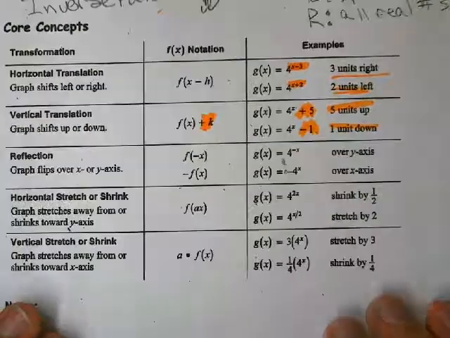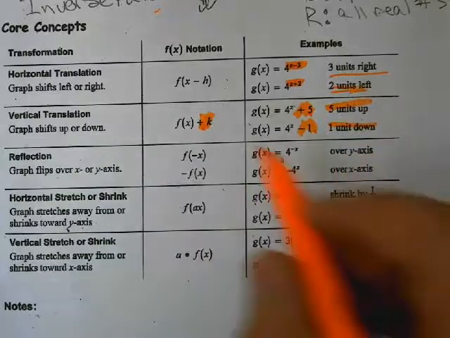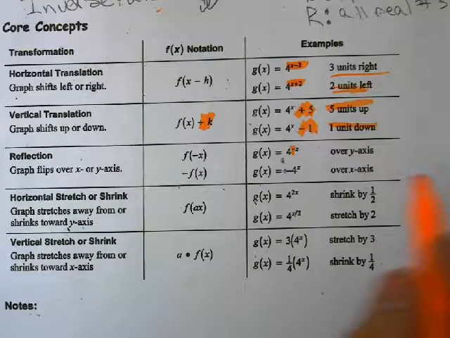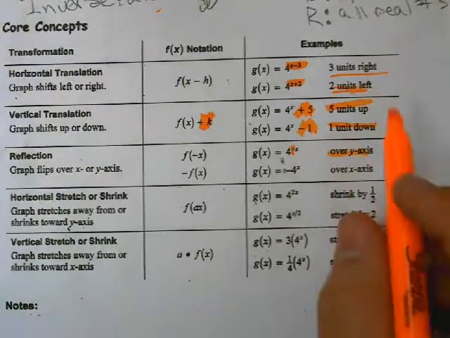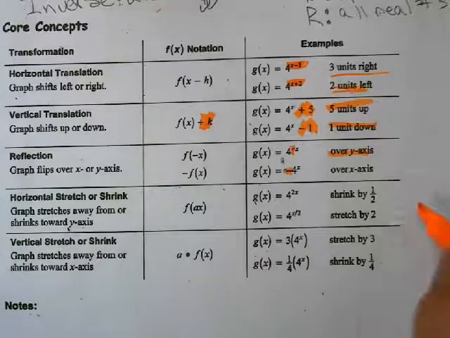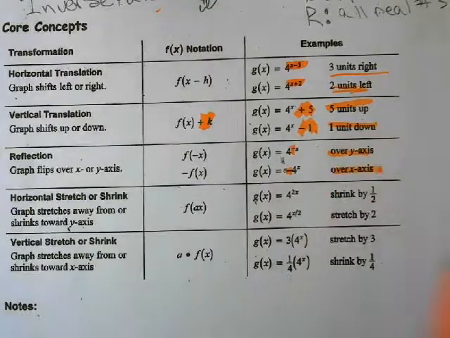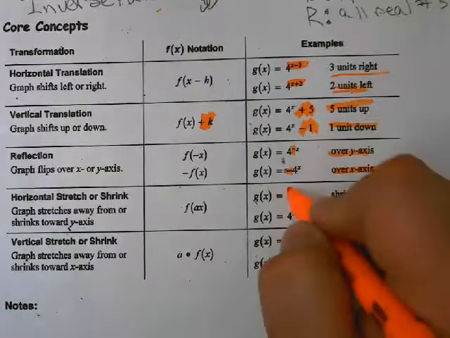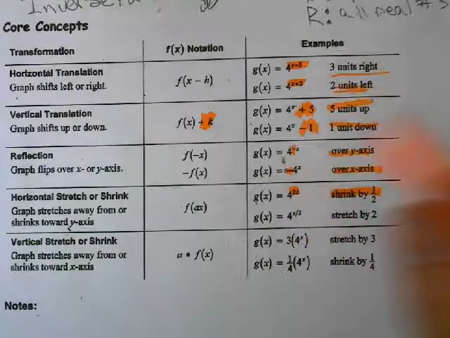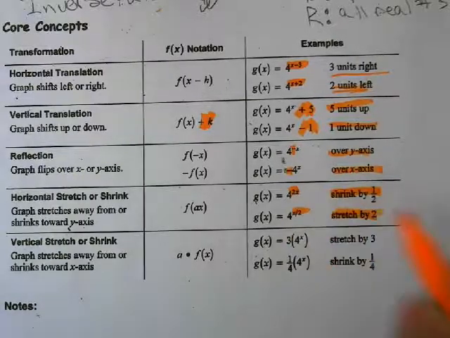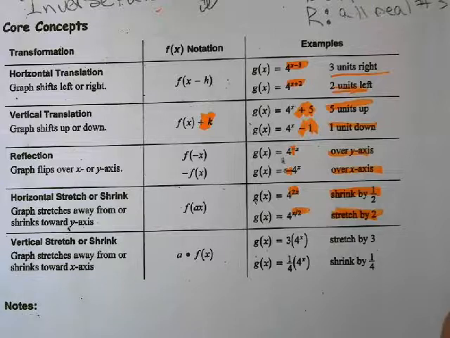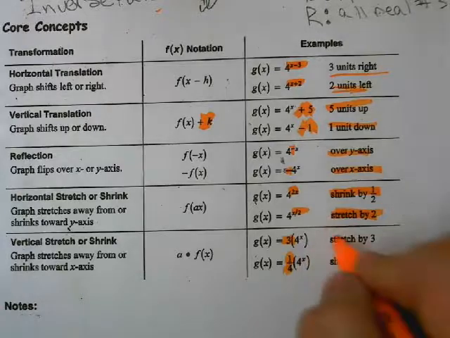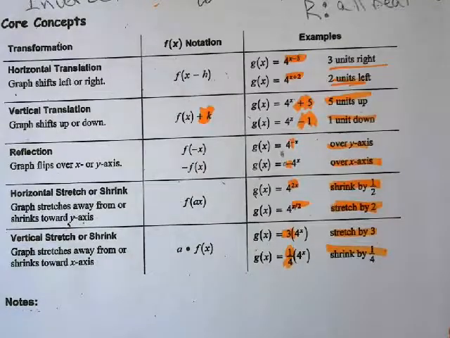For the reflection, if it's up here with the x, then it's going to be over the y-axis. If it's down here by the 4, it's going to be over the x-axis. If we have a shrink, it's going to be up here by the x, whether a vertical or horizontal shrink, or a stretch. And then we have a vertical shrink or vertical stretch. It's going to be right here. Those are the numbers you have to worry about.